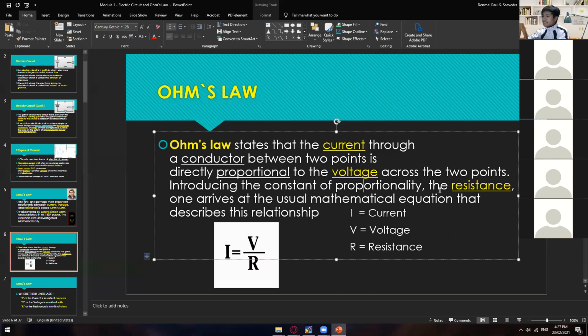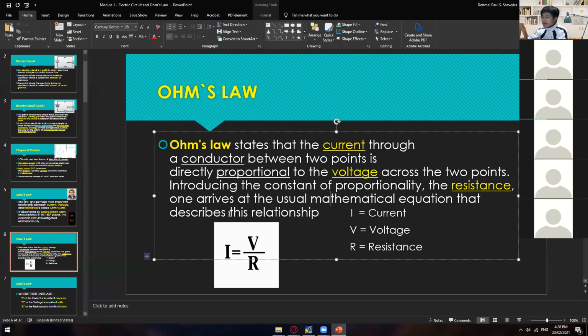So this is the constant of proportionality, which is dividing the voltage or dividing the current. The higher the resistance, the lower the current for a given voltage. The lesser the resistance, the higher the current. So that's their relationship with each other.